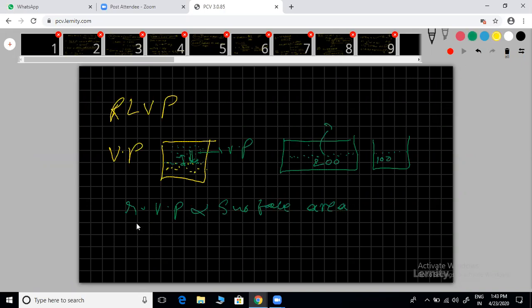And rate of vaporization is inversely proportional to density, or you can also apply molecular weight. So the higher the molecular weight, the less easily they evaporate. Clear? These are the two factors which are given.